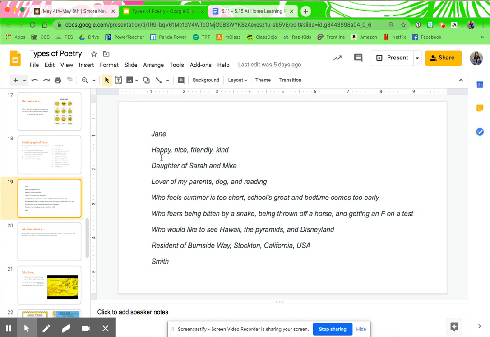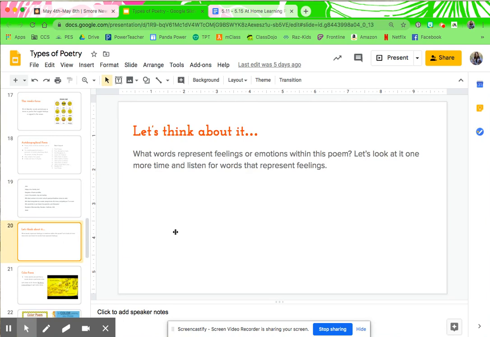And you notice that there is a lot of different variations of emotion in this one. You have the happier things, feeling that of summer, loving your parents, to loving your dog, and things that are enjoyable. But then also you have your fears. So we've got quite a variation of emotions on that one. So again, remember, as you are going through your autobiographical poems this week, think about it. What words represent feelings or emotions within this poem? And let's look one more time and listen for those words that represent those feelings.